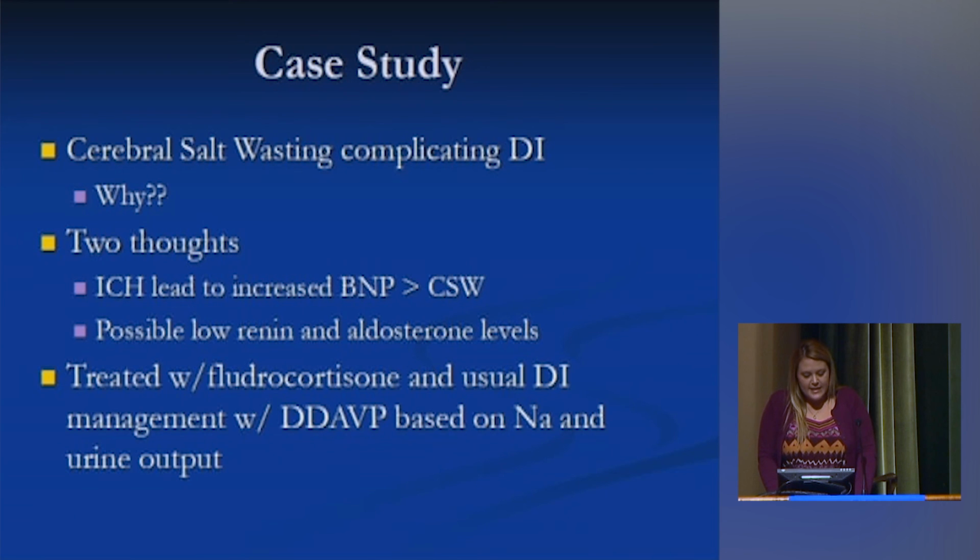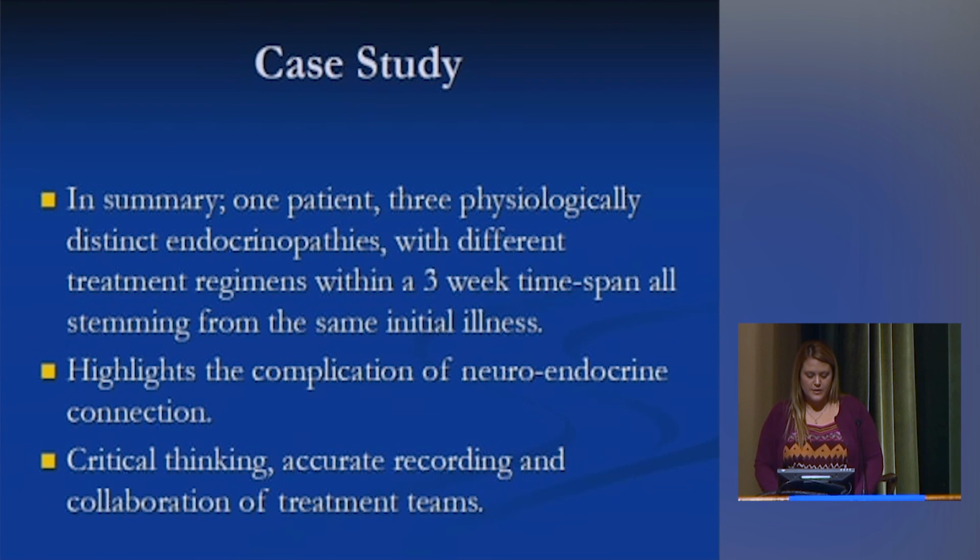So two thoughts: the ICH potentially led to increased BNP, which goes back to where I talked about those natriuretic peptide theories, where there's an increase in those peptides with CNS injury. Possible low renin and aldosterone levels, we're not really sure. The patient was given Florinef and then usual DI management with DDAVP based off of her sodium and urine output. So in summary, you've got one patient with 3 physiologically distinct endocrinopathies with 3 different treatment regimens within a 3-week time span, stemming from the same initial illness.